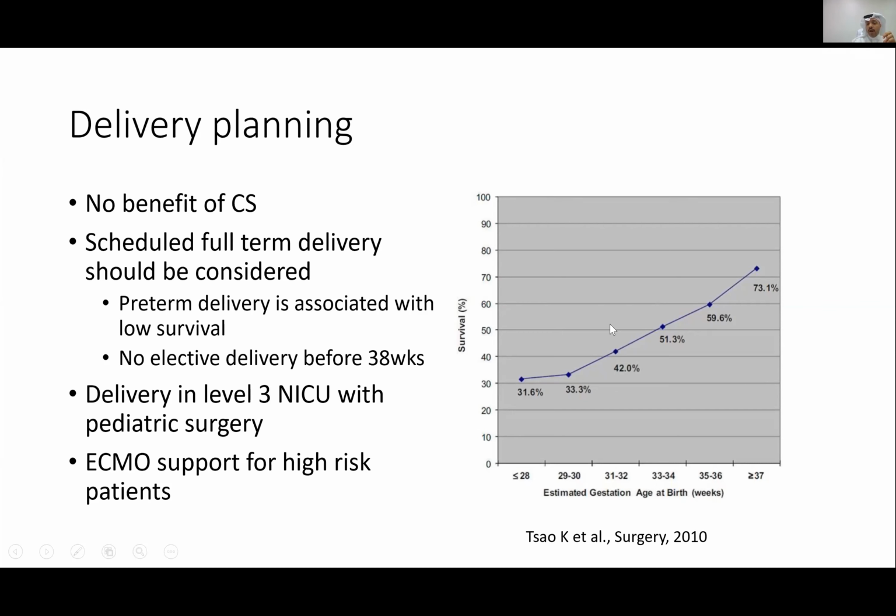If you look at this graph, which shows you the gestational age and survival, this is more than 37, and this is less than 28 weeks. If you go backward, the survival drops significantly. So prematurity is bad for babies with CDH. Therefore, it's not recommended to deliver them prematurely.